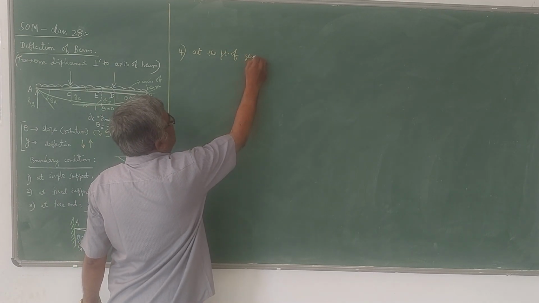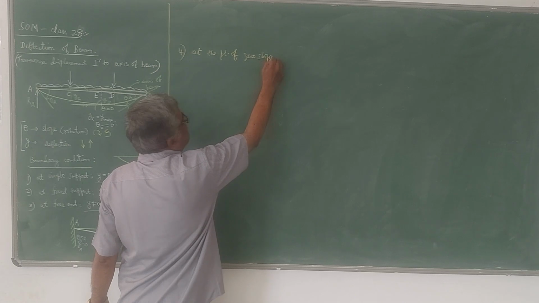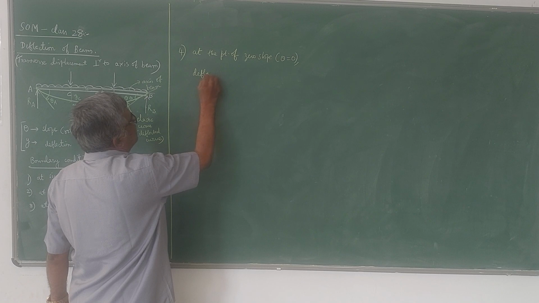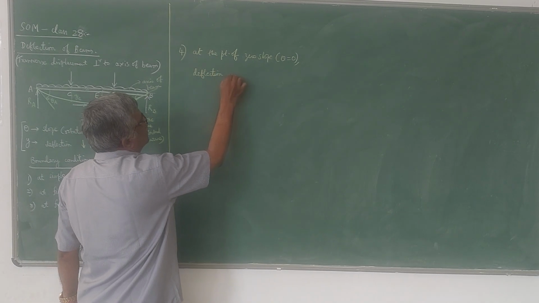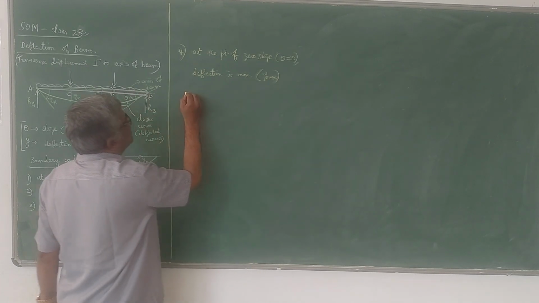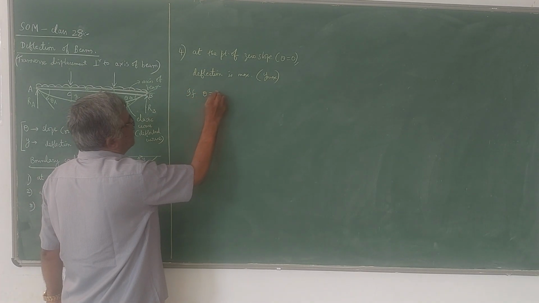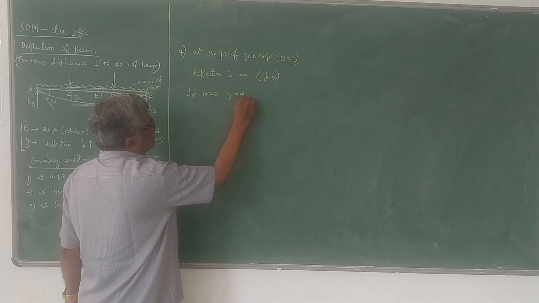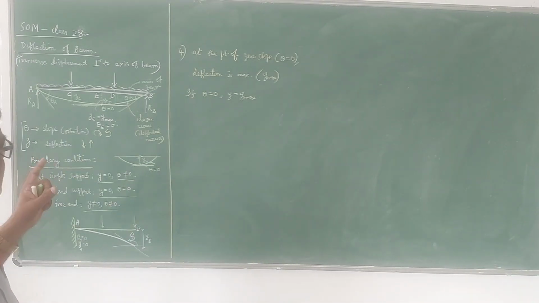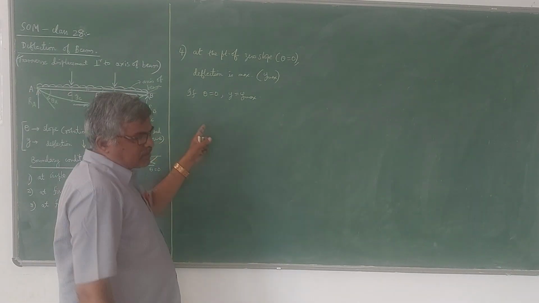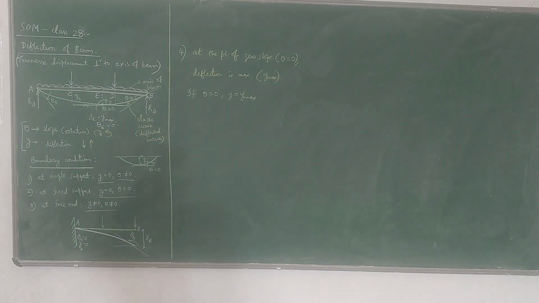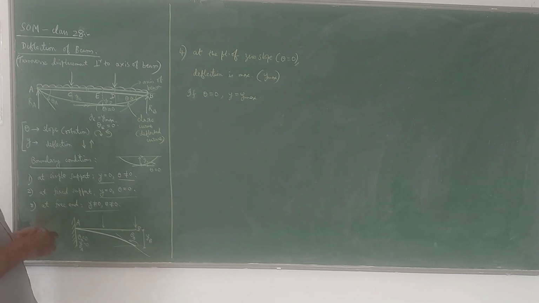at the point of zero slope. That means when theta is 0, deflection is maximum. So y is maximum, that is the meaning. So y max will be there where theta is 0. So if theta is equal to 0, y is equal to y max. In any beam, if this condition exists, then if theta is 0, y will be y max. Mainly in the case of a simply supported beam, we can use this condition. So these are called the boundary conditions.